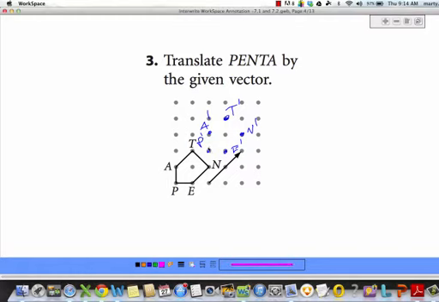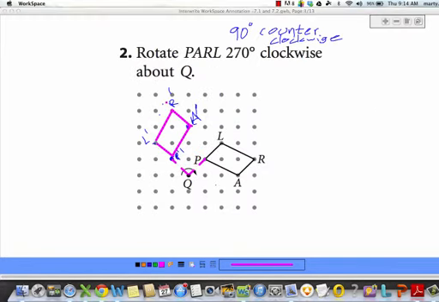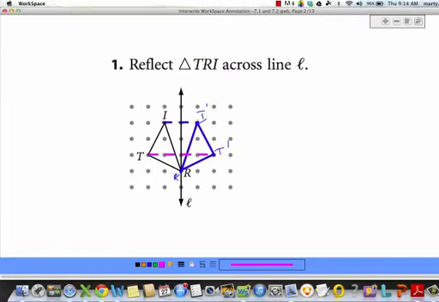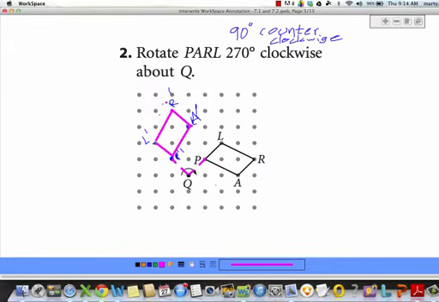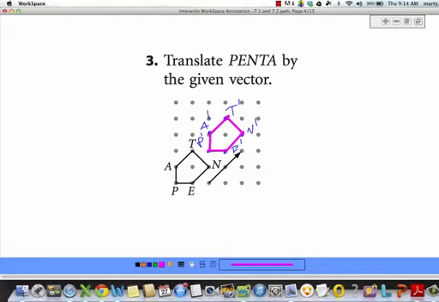Connect them up, and I have my translation, which is just sliding them. These are all rigid transformations. We maintained the shape. We just moved it. We rotated around point Q. We reflected it over line L, and we slid it the same as our line here.